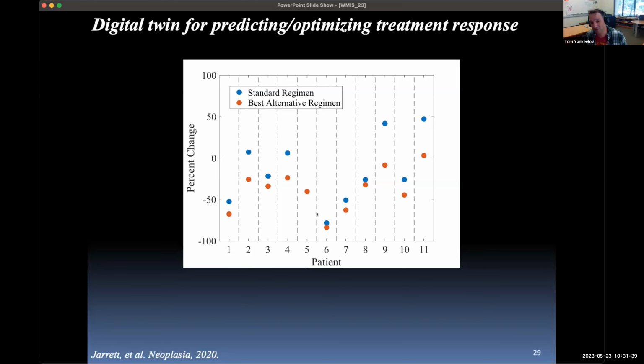And so sometimes there's very little change at all between what they received and our optimal one, and here there's zero change, they're lying right on top of each other. But other times there's a pretty big change. This is stable disease to partial response, same here to here. This is progressive disease to stable disease.